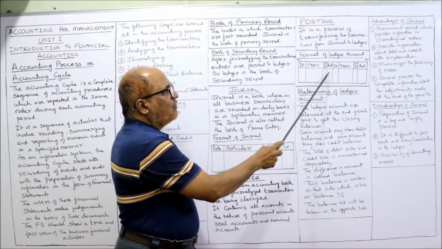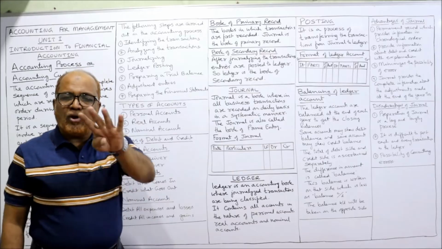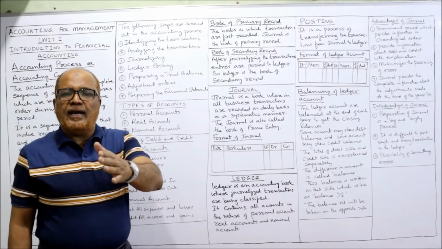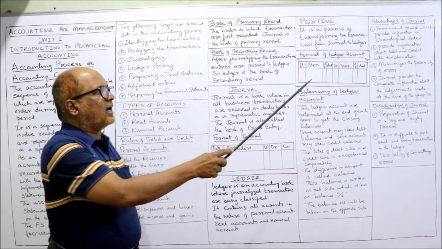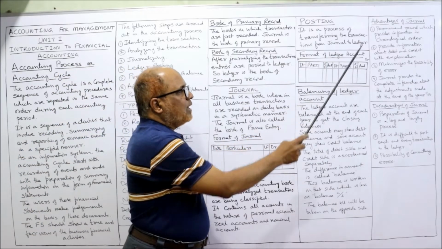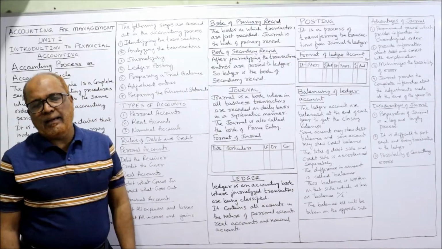So 1, 2, 3, 4. 4 columns on debit side: date, particulars, JF, amount. Same 4 columns on the credit side: date, particulars, JF, amount. This is the format of ledger.